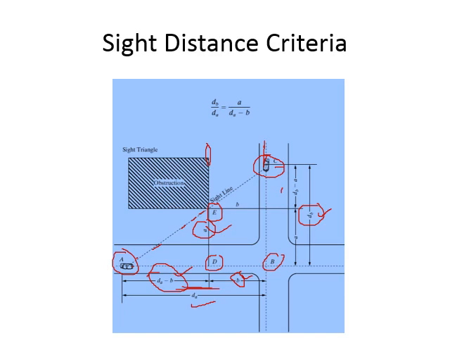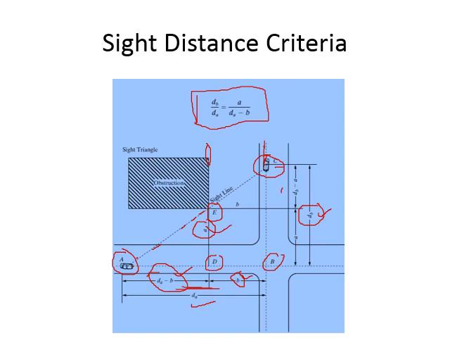Now these two are similar triangles, so their ratios should be equal. So DB upon DA should be equal to A upon DA minus B. In this triangle, DA and DB are your side distances to the intersection, which are required to see the other vehicle coming from the other side, and A and B are the distances to the obstruction. So we have combined the side distance to the intersection with the distance to the obstruction in this equation.